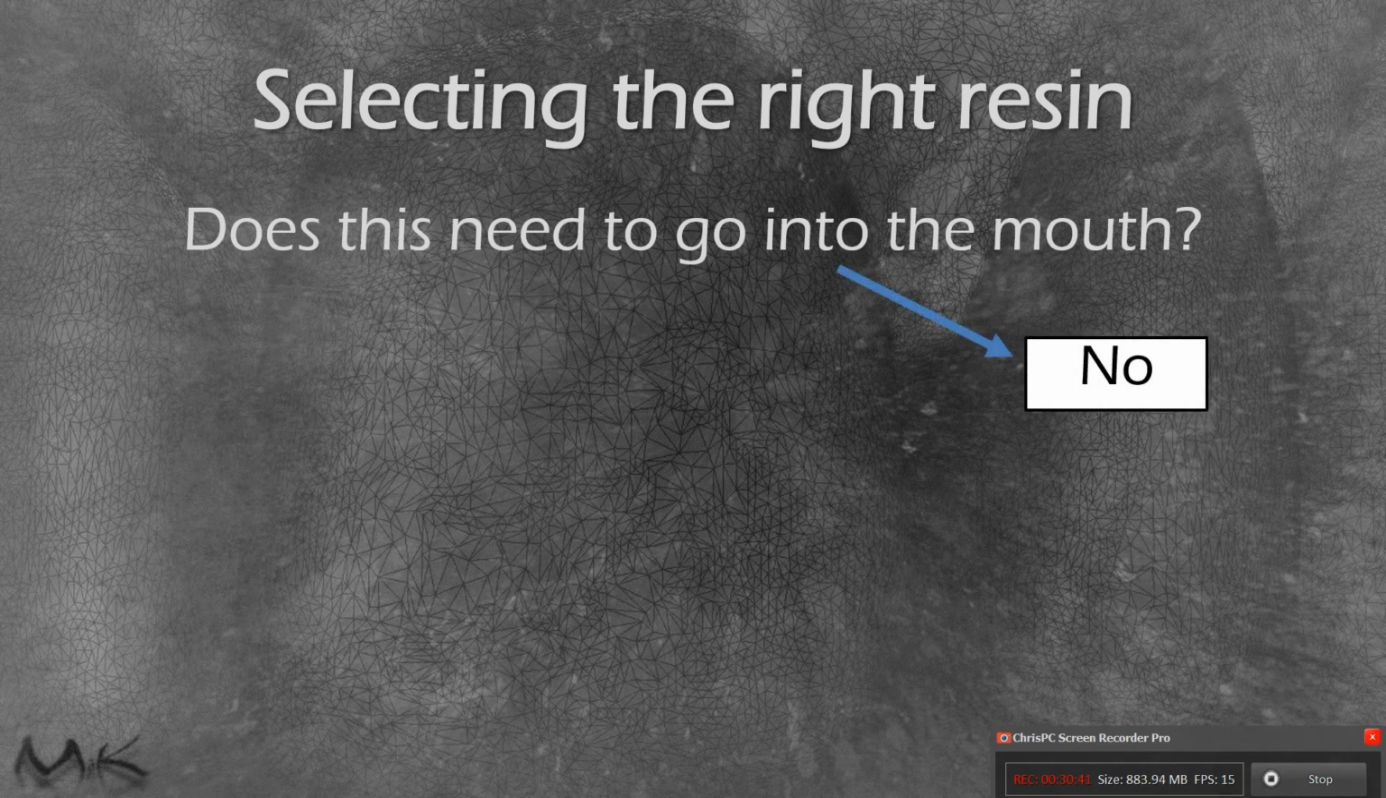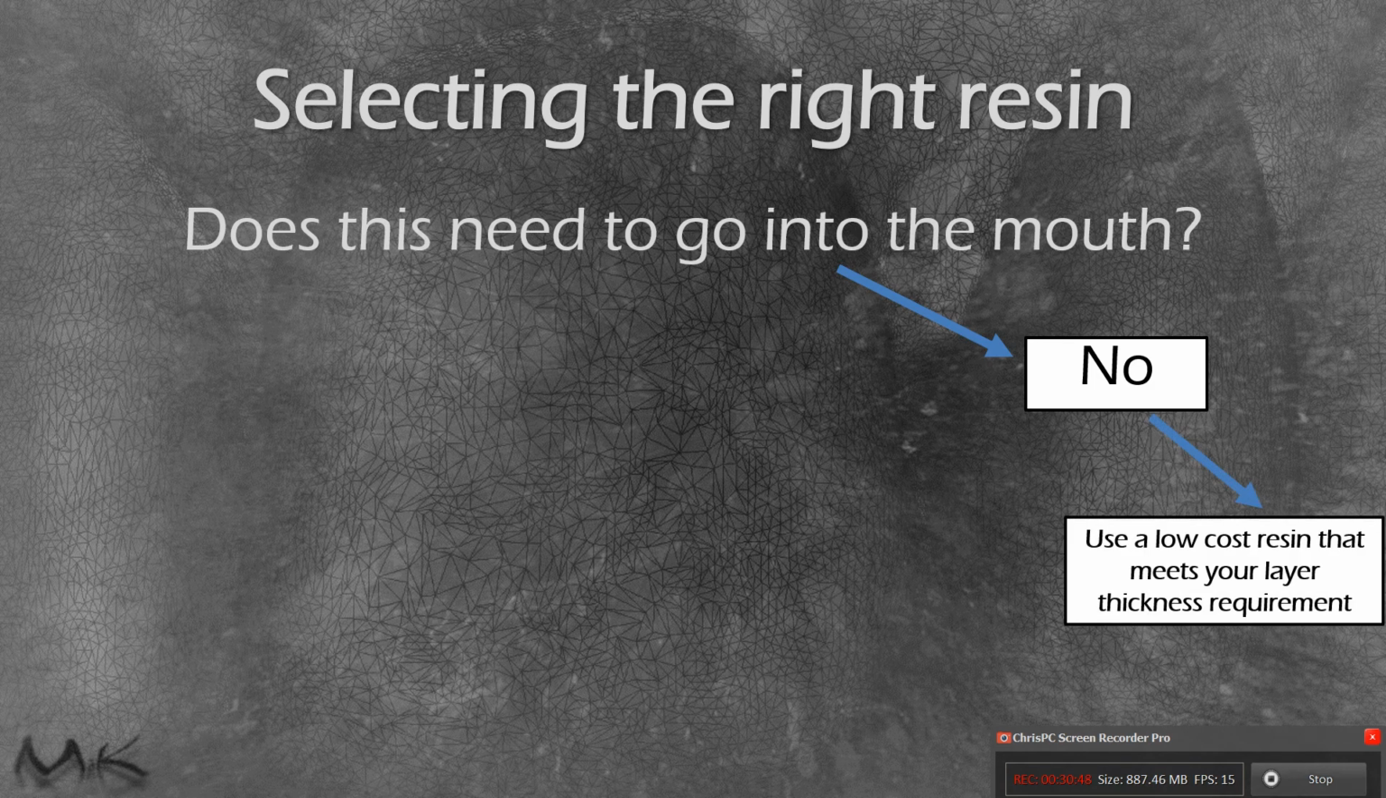If the answer is no, 3D printing is very inexpensive and a very high return on investment, because you can use a very low cost resin that just meets your minimum thickness requirements. If we're printing things like clear aligner trays for orthodontic movement, we can have a resin that prints at 200 microns, which generally is pretty cheap. If we have something that needs to go into the mouth, then it gets a little bit more complex and a little bit more expensive.